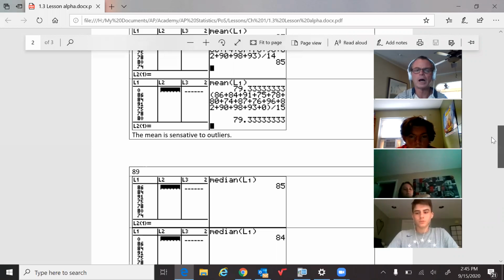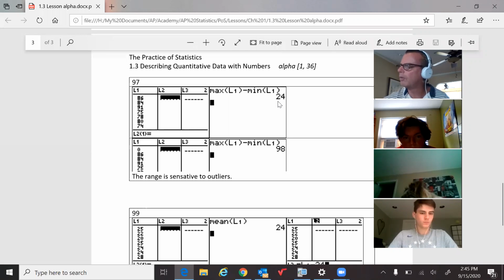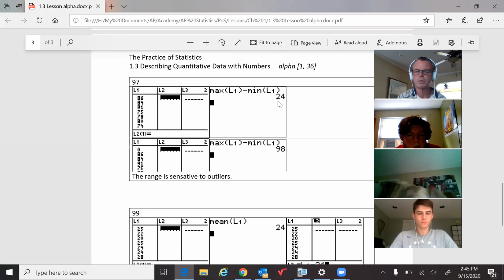So 97, what do we say? How far apart were the test scores, lowest to highest, for our boy Joey? It was a 24-point difference. When you put the 0 in there, it's a 98-point difference. So that's just showing you the range is sensitive to outliers. That 0 really affected the range.